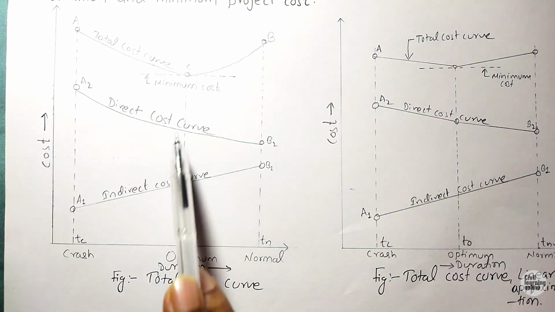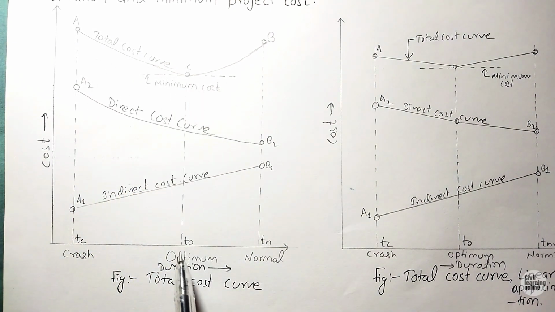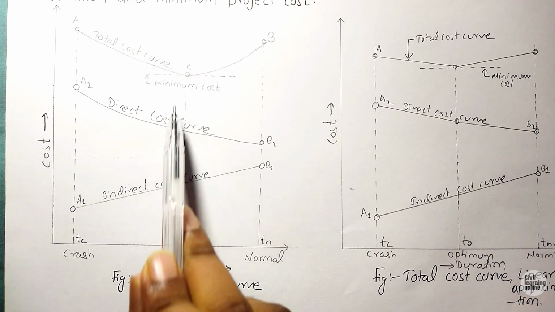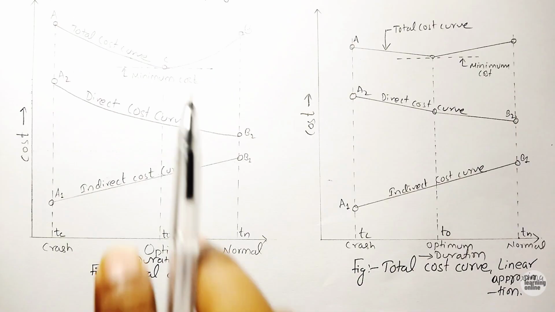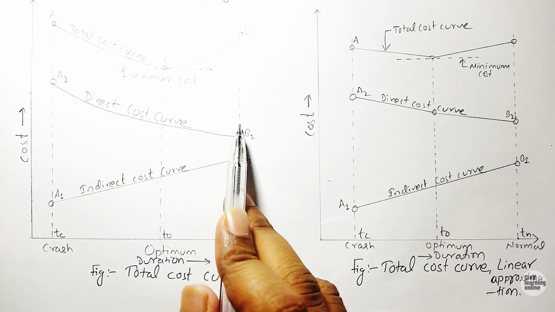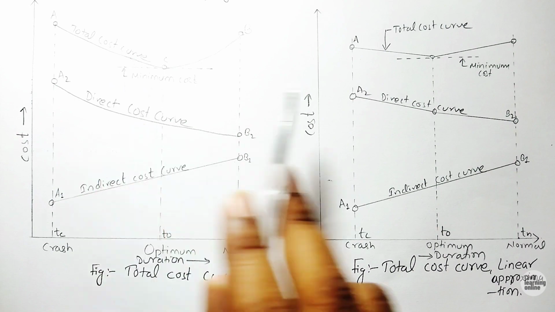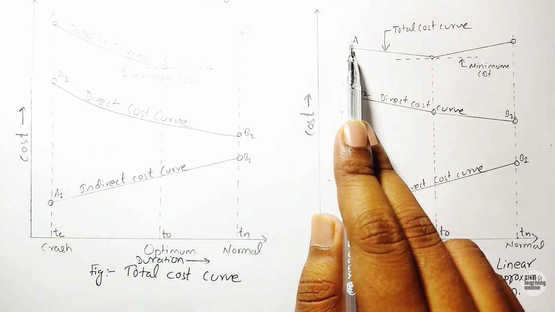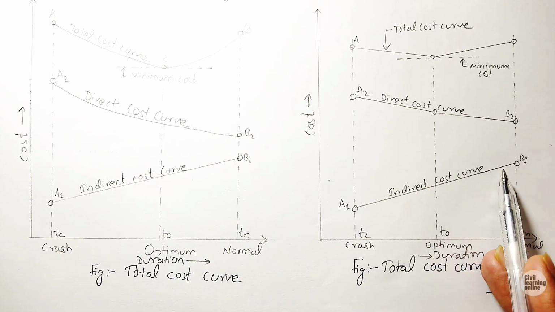Here when we combine these two curves, we get this type of curve, and at some point when the duration is optimum, the cost is minimum, and this is clear from this diagram. When the total cost is approximated by one or more straight lines, our total cost curve will be of this form. It consists of two straight lines, and this is direct cost and this is indirect cost.